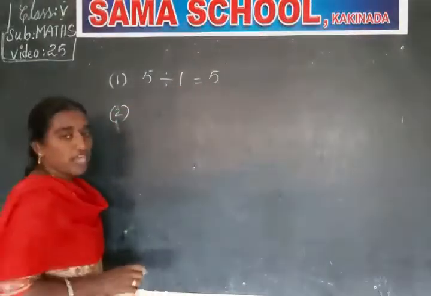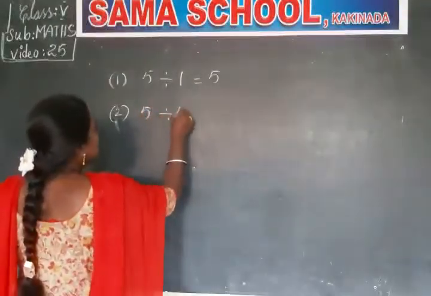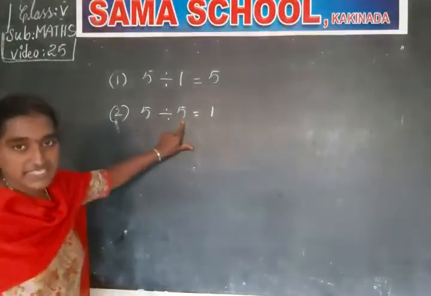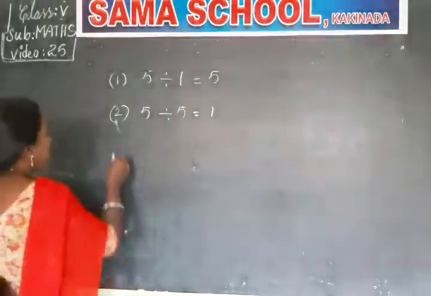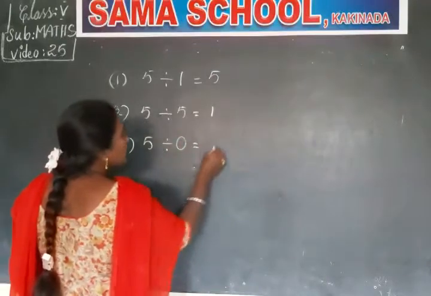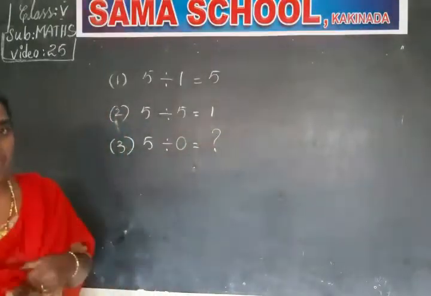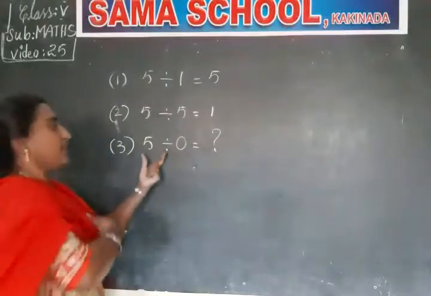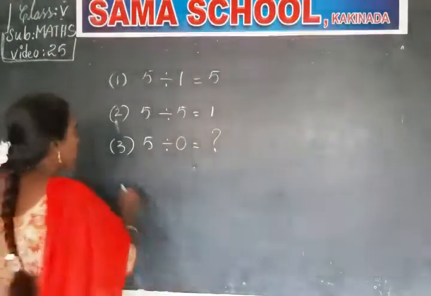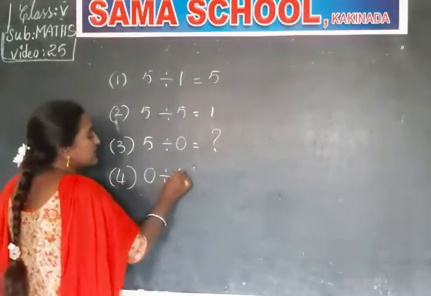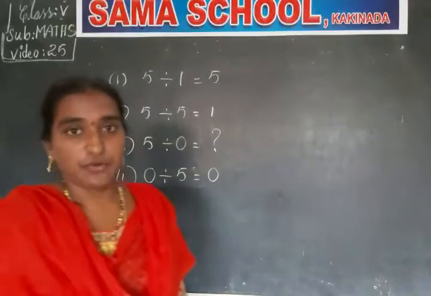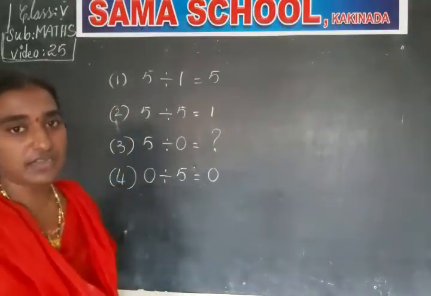And what is the second property you have learned? When a number is divided by itself, the quotient is always 1. And when a number is divided by 0, the solution is not defined, and the question is meaningless. Division by 0 is not defined. Next property: when 0 is divided by some other number, the quotient is always 0. These are the 4 properties we learned in the previous class.